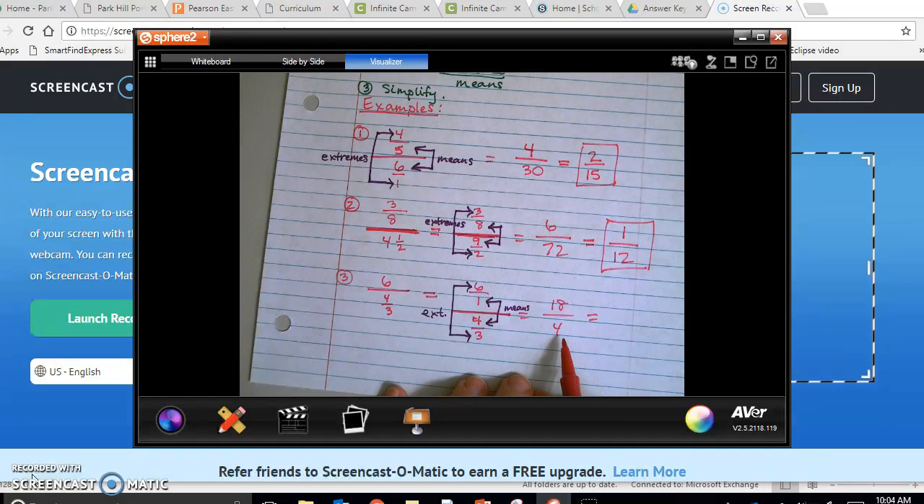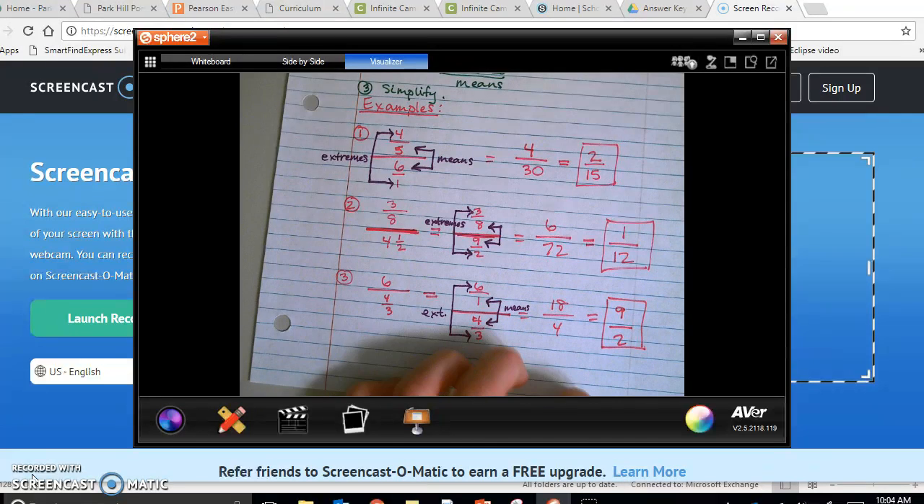Now our last step, we are just going to reduce the fraction to lowest terms and simplify it. So I'm going to divide the numerator and denominator by 2. 18 divided by 2 is 9. 4 divided by 2 is 2. So I get an answer of 9/2.